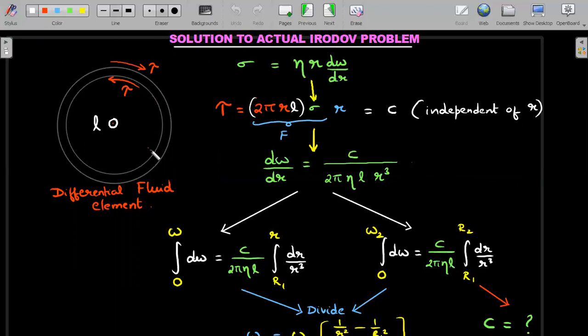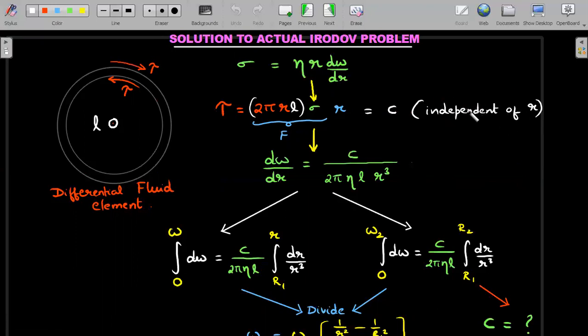You could see the curved surface area, which I can't show in this figure, but for the inner surface you can visualize that it is a cylindrical area of 2 pi r into L. So 2 pi r L into sigma gives you force, force into r is the torque. That I am saying is C, every layer that I go, I should get the same torque. Okay, so I'm writing it as C, which is independent of r.